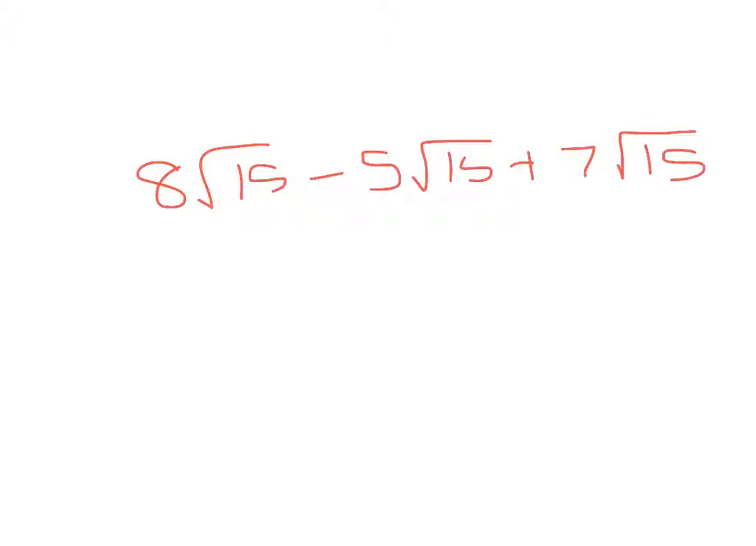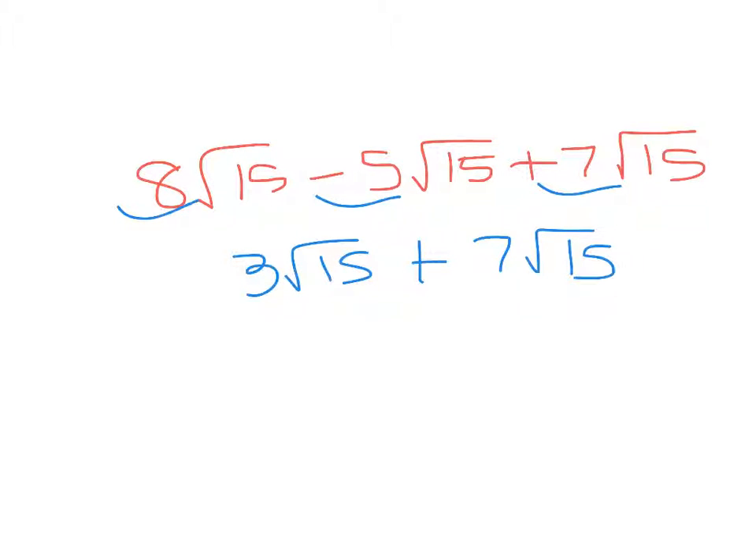Now we'll start out nice and easy where all the radicals are the same. So for example, we might get 8 square root 15 minus 5 square root 15 plus 7 square root 15. Notice all the radicals are already the same, so I'm just going to go through and add and subtract the coefficients. So once I go straight across here, I would subtract 8 minus 5, and get 3 root 15, and then finally add the 7 to the 3 and get 10 square root 15. And that would be your final answer.